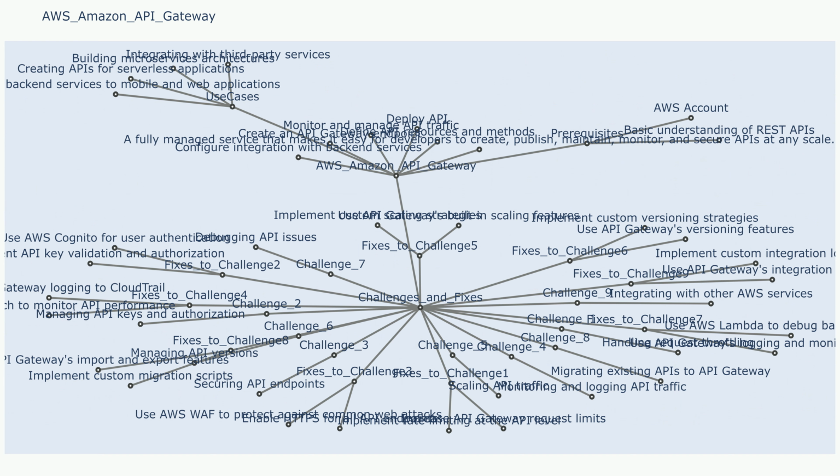Challenge 9. Integrating with other AWS services. Fixes to challenge 9. Use API Gateway's integration features. Implement custom integration logic. Use API Gateway's integration features to integrate your API with other AWS services, such as Amazon S3, Amazon DynamoDB, and Amazon SNS. Use AWS Lambda to implement custom integration logic.